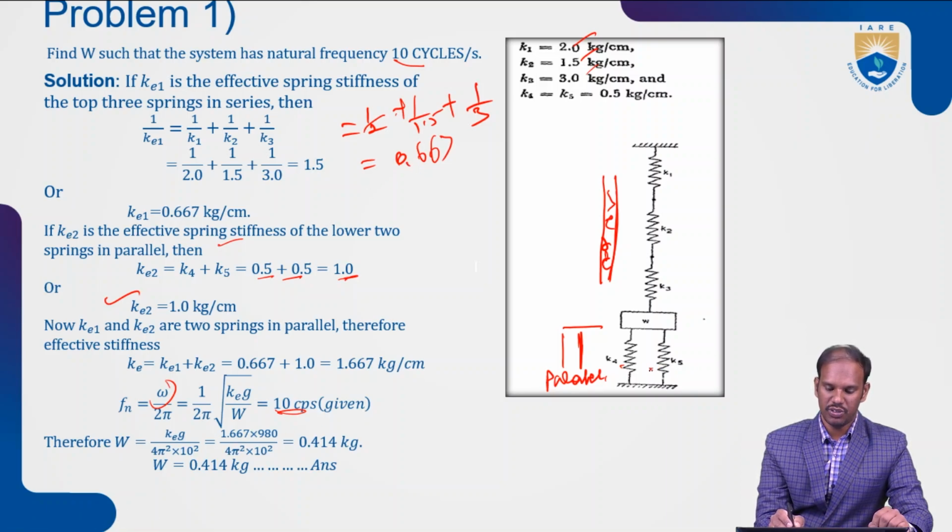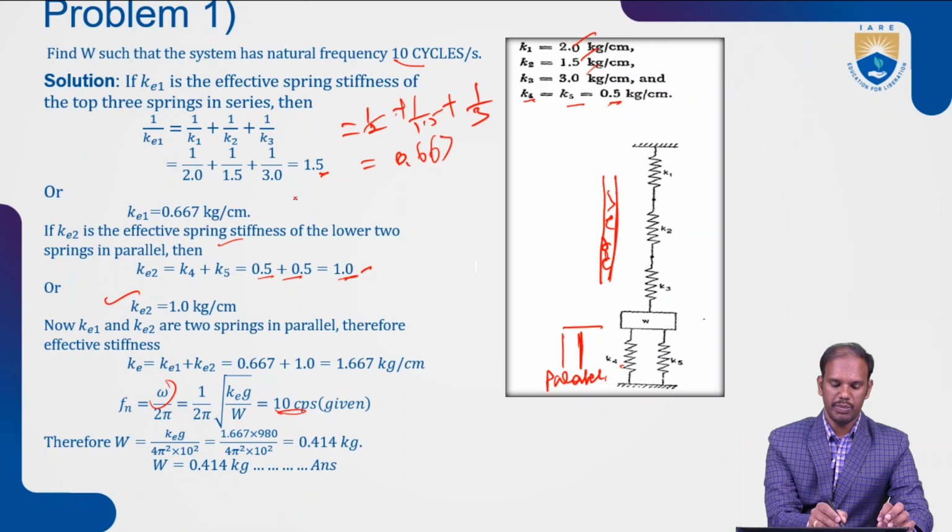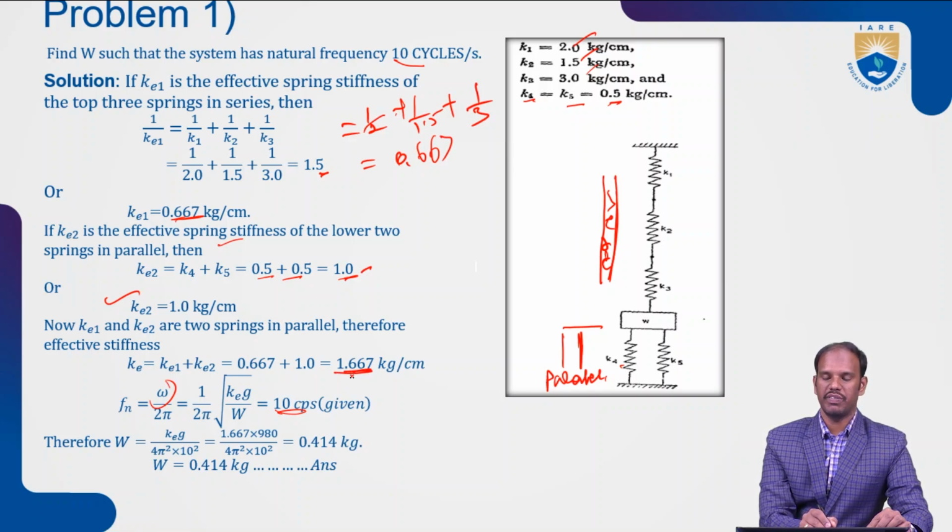For 4 and 5, the values are 0.5 and 0.5, under K1. 1 and 1, 1.5. So 0.0667 plus 0.1 added together gives 1.1667 kg per centimeter square. And we know that 10 cycles per second has been given. So the frequency we know already, 10 cycles per second, CPS.